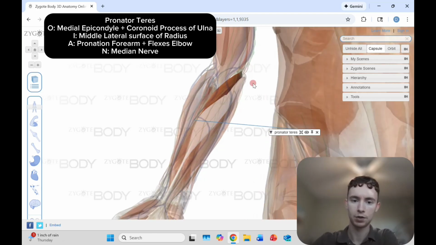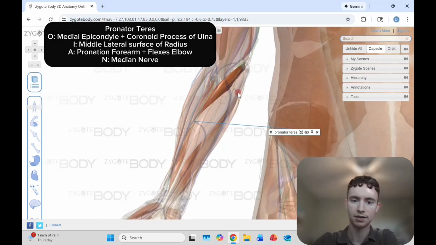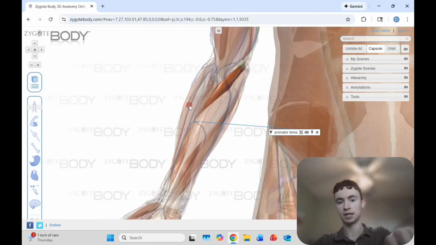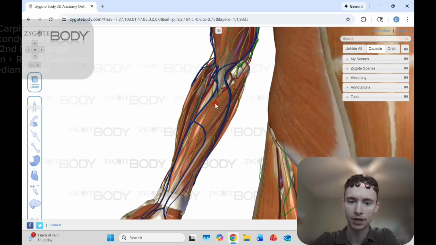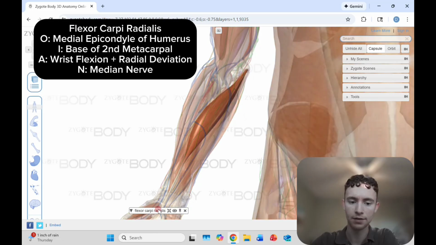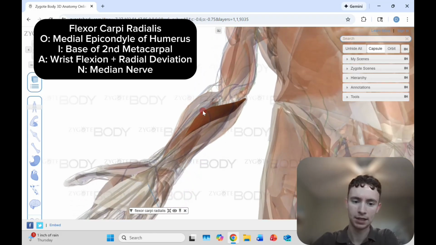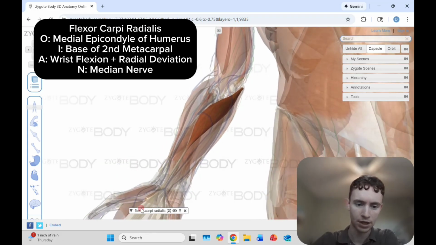So we can kind of visualize how that kind of wraps around there and does the twisting of the forearm. So we can go ahead and hide this one. Our next muscle here is our flexor carpi radialis, Latin for flexing the wrist on the radial side. And so we can see it starts on the medial epicondyle, sends a tendon all the way down to attach down here to mainly like the base of the second metacarpal of the hand.